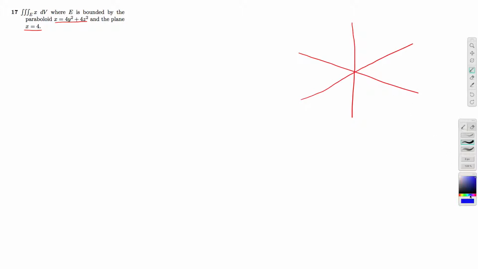It's telling you that you have a paraboloid, and the paraboloid is going to look like this. That's a horrible paraboloid. You should always know that whatever the paraboloid is equal to, in this instance it's x, that is what it's parallel to. So this is x, this is y, this is z. And we also know that x is equal to 4, so the paraboloid is being cut off by this plane. I draw it as a line, but it's a plane.